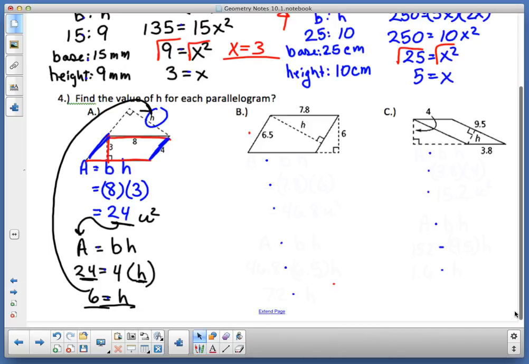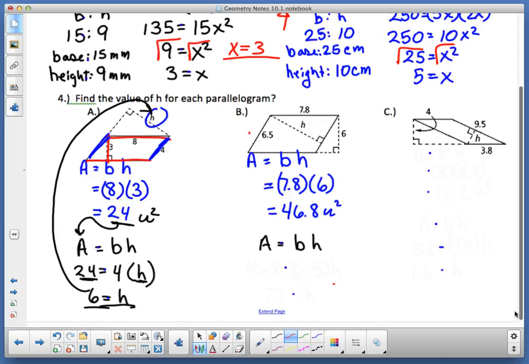Okay, welcome back. We've got 6 times 7.8. That's going to be our area. And as we multiply those together, we get 46.8 units squared. Okay, so we got 46.8. Well, when we're looking at 46.8, we know that that's the total area of our parallelogram. Well, that's the area that we're going to use.